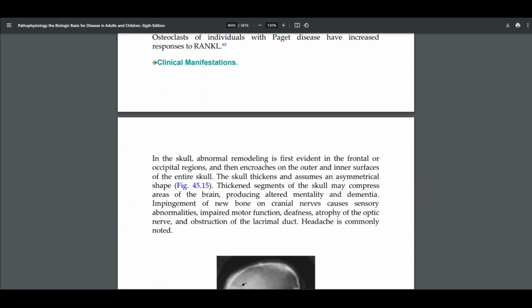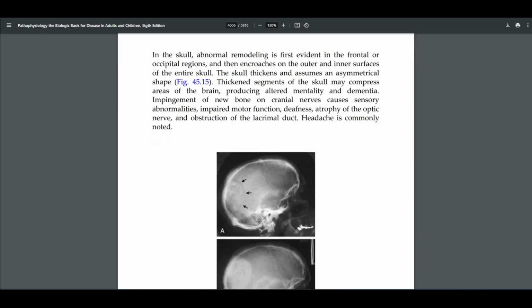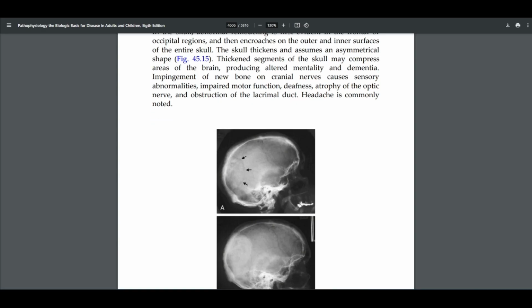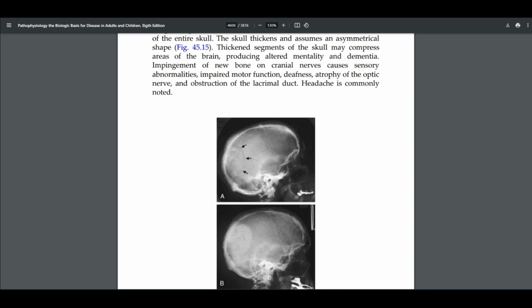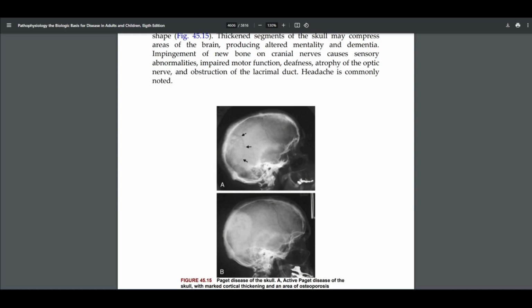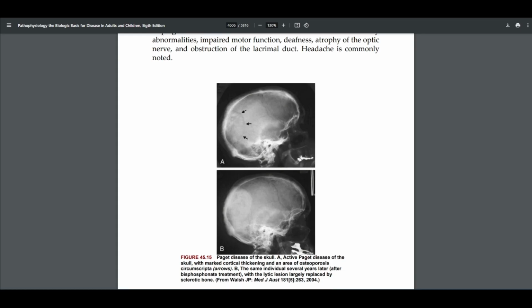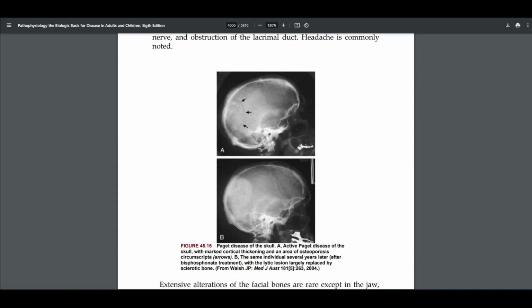So, our clinical manifestations. In the skull, abnormal remodeling is first evident in the frontal or occipital regions and then encroaches on the outer and inner surfaces of the entire skull. The skull thickens and assumes an asymmetrical shape. Thickened segments of the skull may compress areas of the brain, producing altered mentality and dementia. Impingement of new bone on cranial nerves causes sensory abnormalities, impaired motor function, deafness, atrophy of the optic nerve, and obstruction of the lacrimal duct. Headache is commonly noted. Here you're taking a look at Paget's disease of the skull.